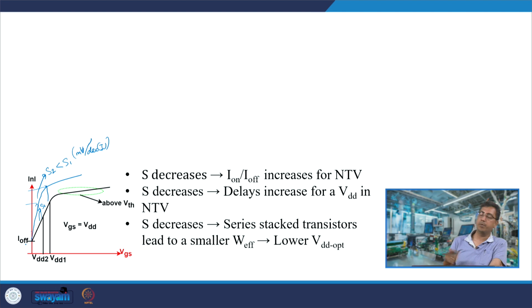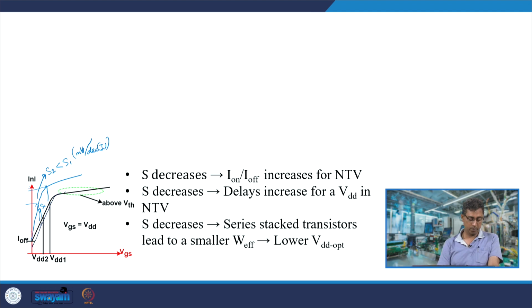So, Ioff is the same for both the scenarios. If Ioff is the same and subthreshold swing changes, what happens? The Ioff is the same, but if you reduce the value of S, which is a good thing, then for the same value of VDD, the Ion current value increases and Ioff is the same in this scenario. So, Ion by Ioff is better, but what happens to delay?